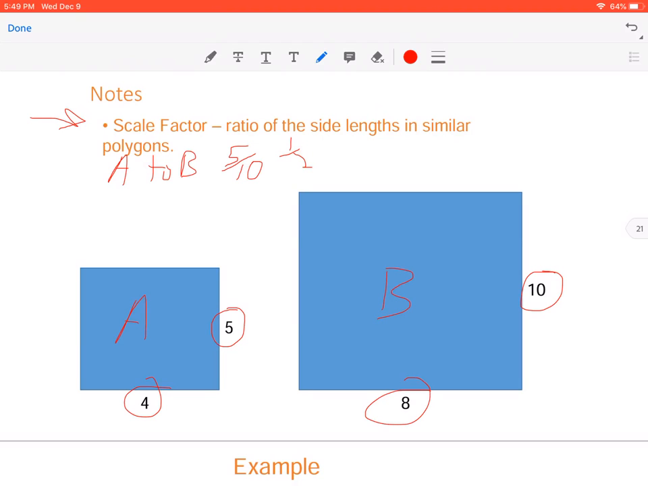Yes. Now be careful. What if I said the scale factor from B to A? Well, now you're going backwards. You're going from 10 to 5. So that is a 2 to 1. All right? And again, what if I did 8 to 4? Would that still be a 2 to 1 ratio? Yeah. So there's your scale factor right there.